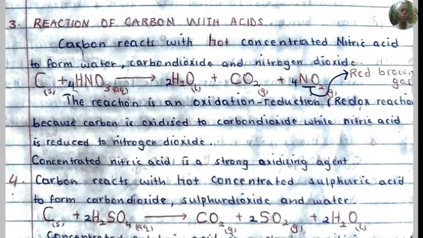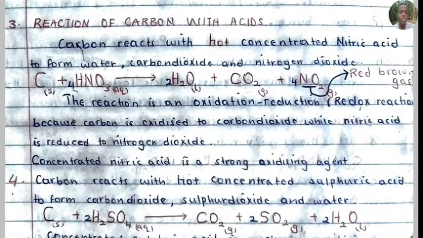Now, reaction of carbon with acids. This is another, third part. How does carbon react when treated with acids? We are first going to see carbon reacting with nitric acid. You can see the equation there: carbon, a solid, plus aqueous nitric acid forms water, carbon dioxide, and nitrogen dioxide gas.